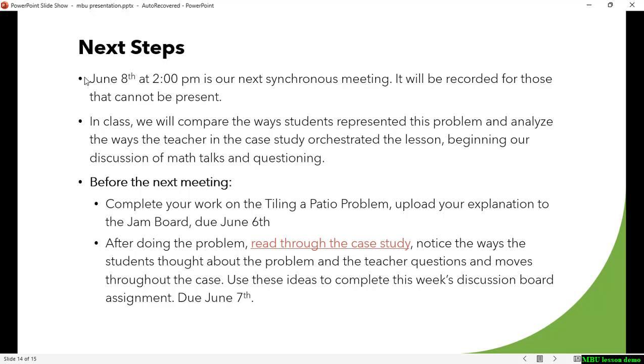And we're going to also look into the case study and analyze the way the teacher orchestrated the lesson, which is going to lead into our future discussions about math talks and questioning. Okay. So your job before the next meeting is to complete your work on the tiling a patio problem and upload your explanation to the Jamboard due June 6th. Okay. And then after doing the problem, not before, after, read through the case study that I've attached at this link and notice the way that students thought about the problem and the teacher questions and moves throughout the case. Okay. Use these ideas to complete this week's discussion board assignment due June 7th, and all of these links can be found in Canvas.